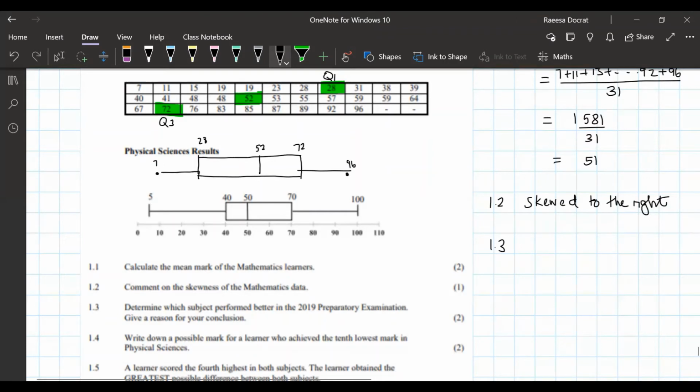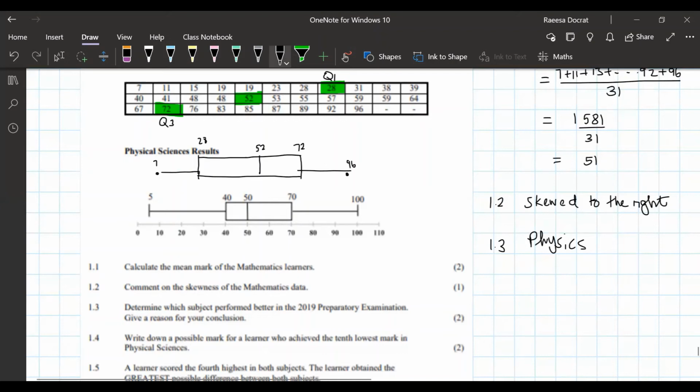And here for mathematics, 75% got above 28. So the maths marks were a bit lower. So physics was better, and physics also has a higher high score. Yes, it has a low score, but a lot of the students did a lot better when comparing.